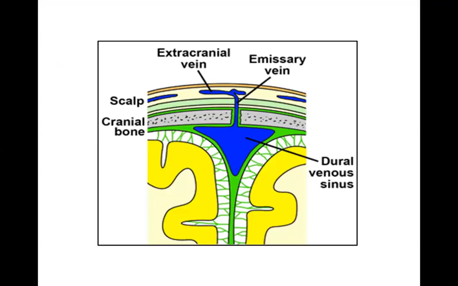So in this diagram, you can nicely appreciate the emissary vein. Here is the emissary vein. These are the dural venous sinuses and these are the extracranial veins. So this is the emissary vein which connects the dural venous sinuses with the extracranial vein.